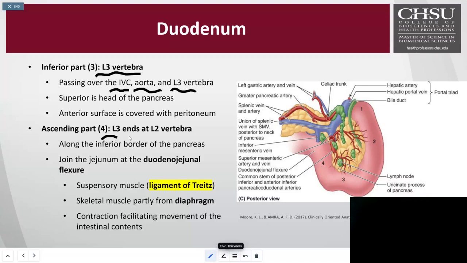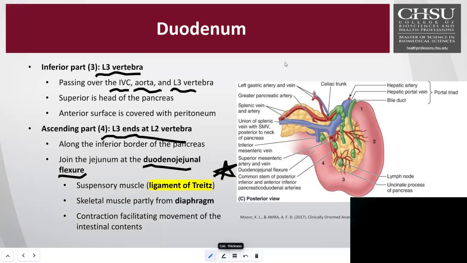And then part 4, guys, is going to be right at the end of L3 to the L2 region, and it contains your duodenal jejunal flexure. And highlighting, guys, right here is the ligament of Treitz. Okay, so the ligament of Treitz is literally the bisecting ligament that holds the two places together. And you'll also see a little bit of the diaphragm, so a little bit of muscle as well in that area.